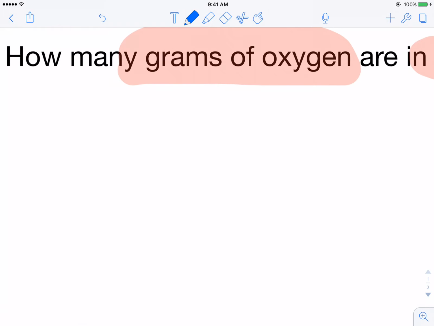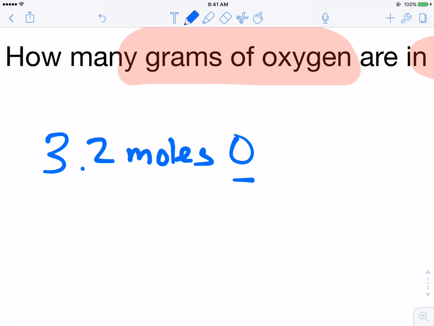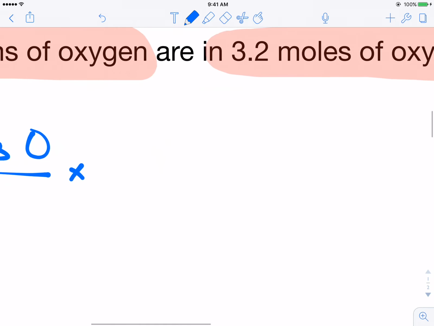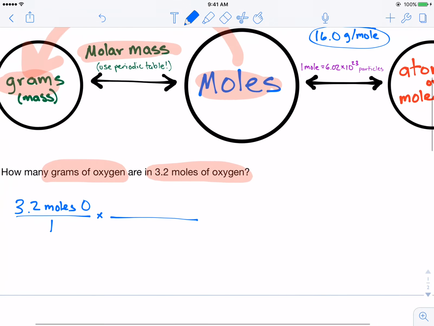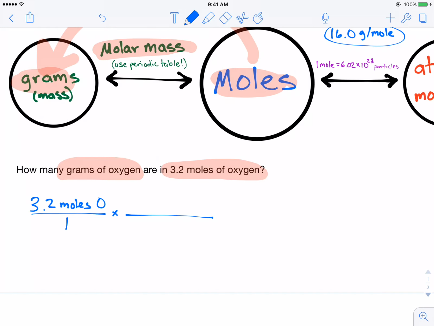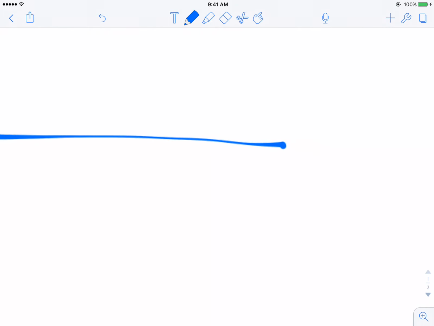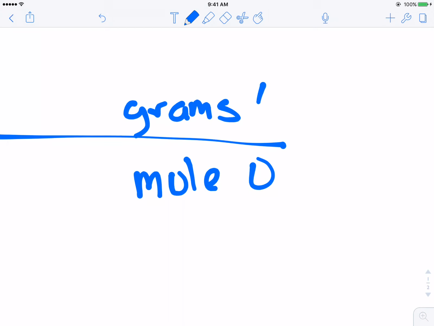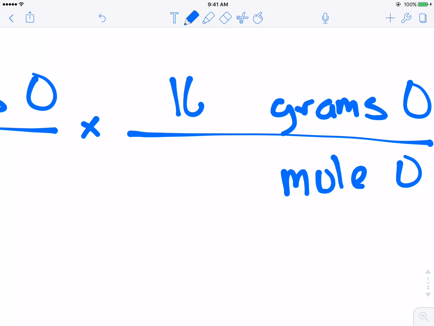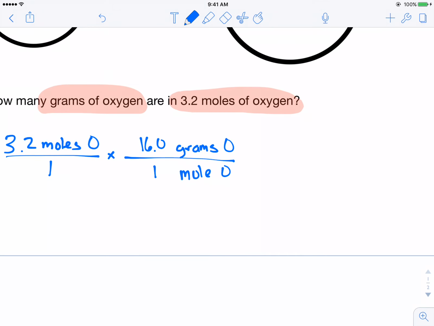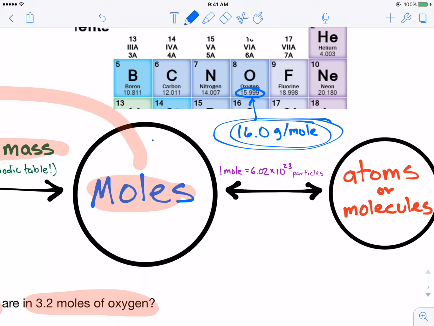So I'm going to start with what I'm given, which is 3.2 moles of oxygen. Put that over 1. I'm going to multiply by a conversion that lets me go from moles to grams, and that was the molar mass, which was 16 grams per mole. And so I should look at what units I want to cancel, which is moles of oxygen. So those will go on the bottom, and up top I'm going to have grams of oxygen. And I know that there's 16.0 grams in 1 mole of oxygen. That's what that molar mass told me.